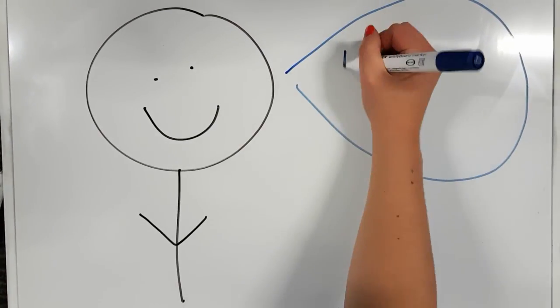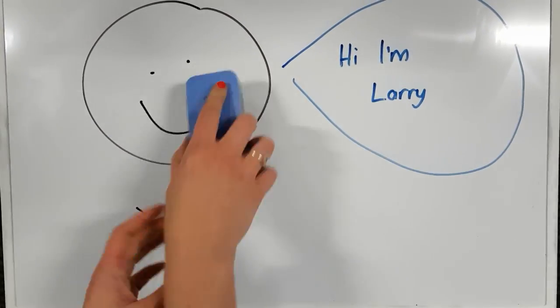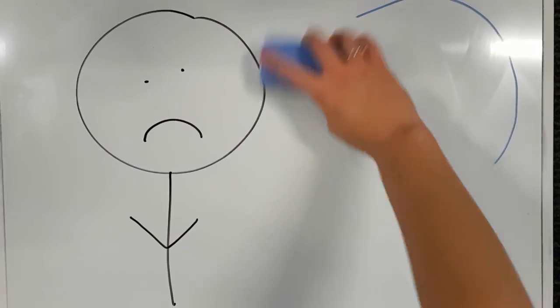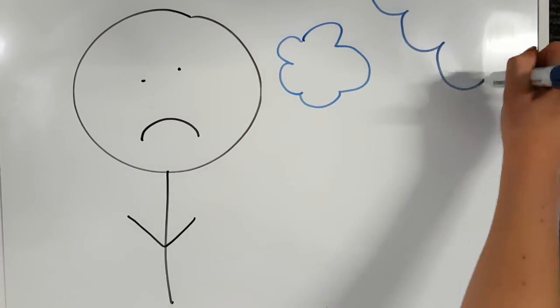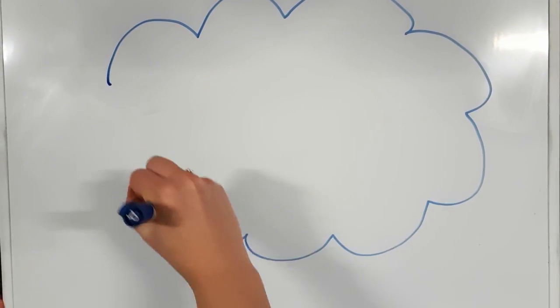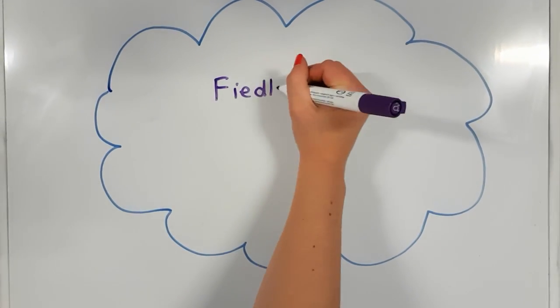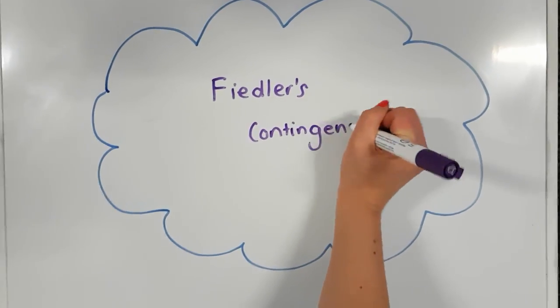This is Larry. Larry is currently a terrible leader. His team are not responding and their work ethic sucks. Larry knows he needs to learn some new managerial leadership skills ASAP, but first he must discover what leadership he is currently using. So he has a look at Fiedler's contingency model.